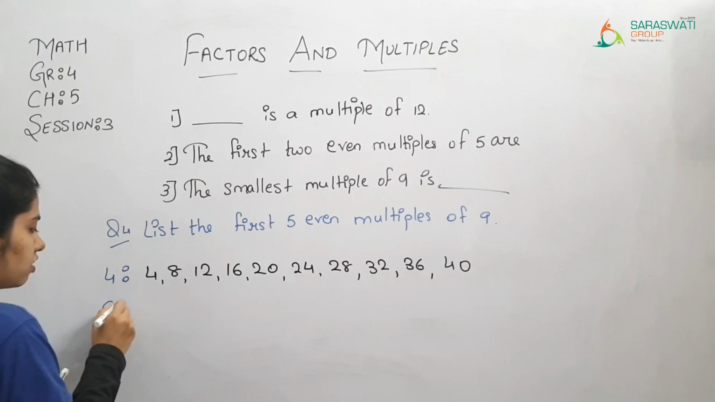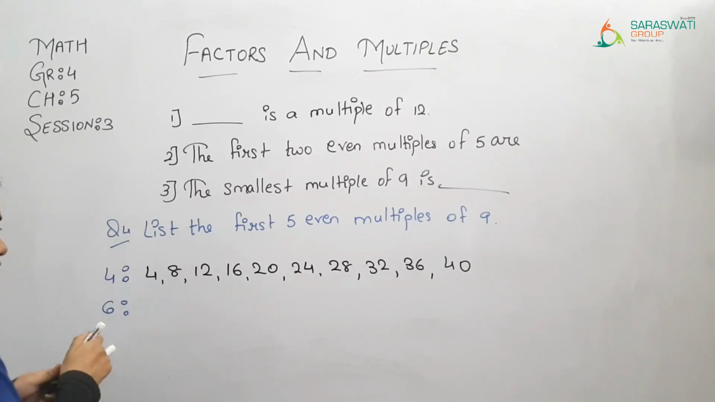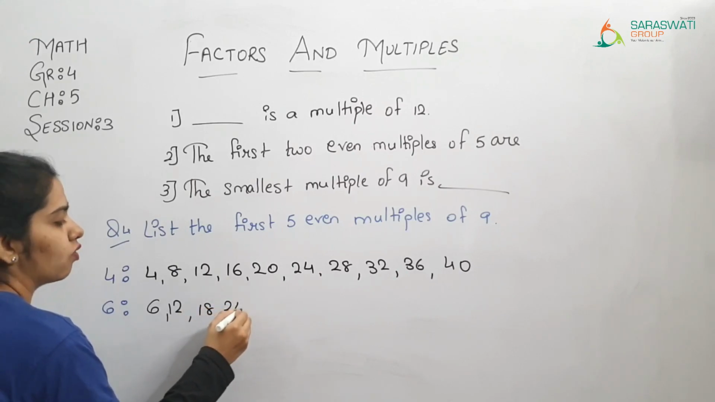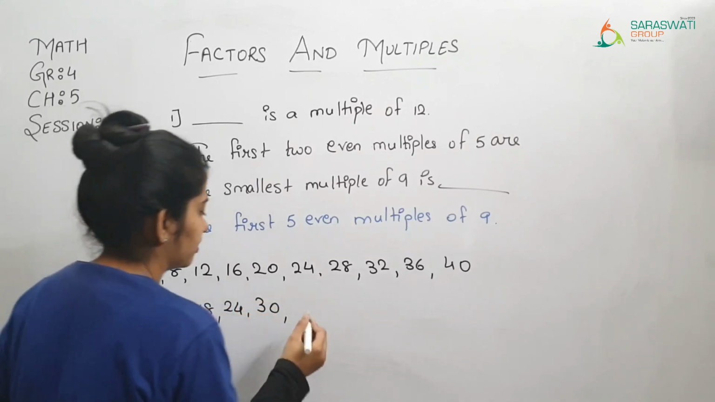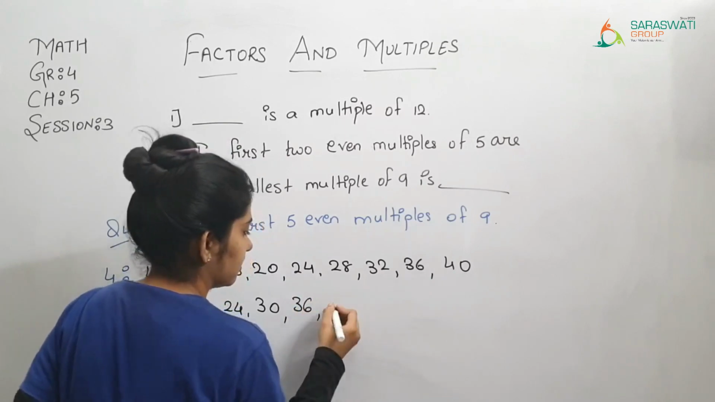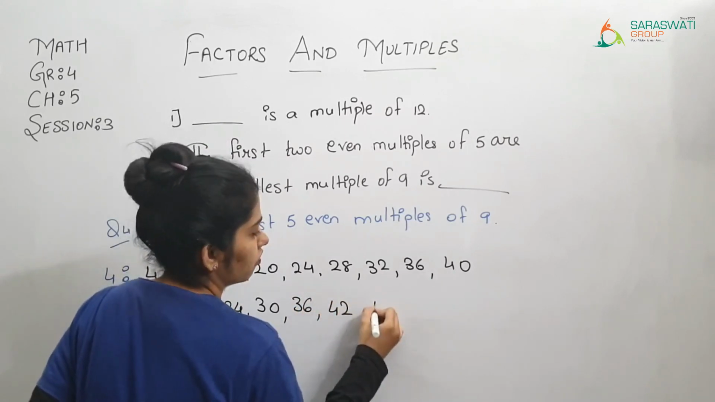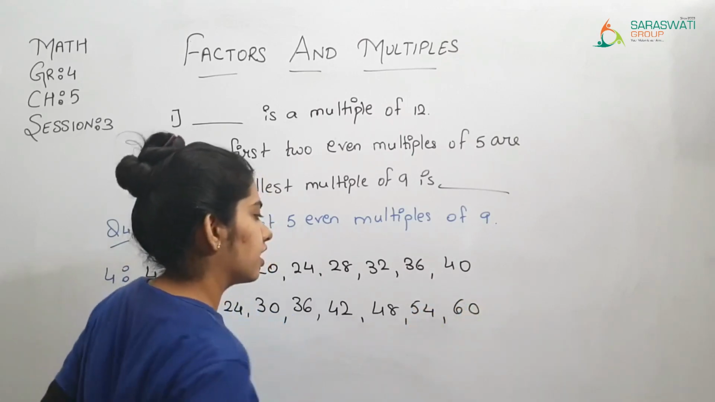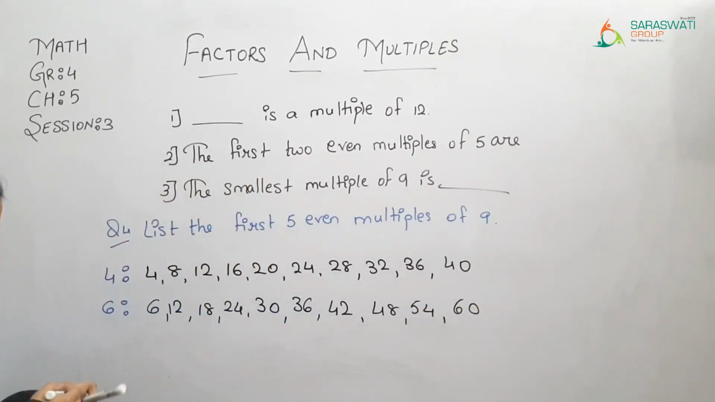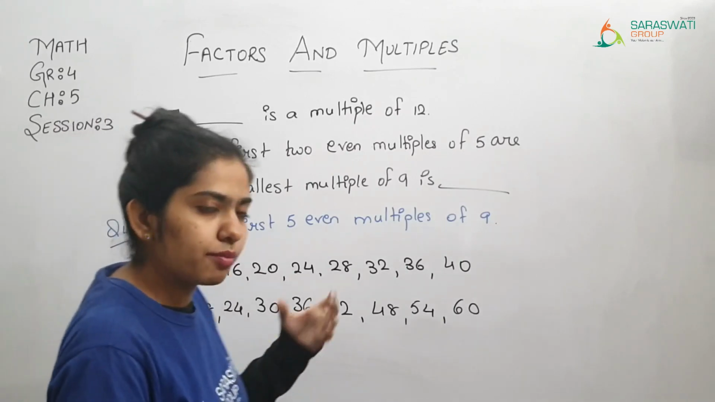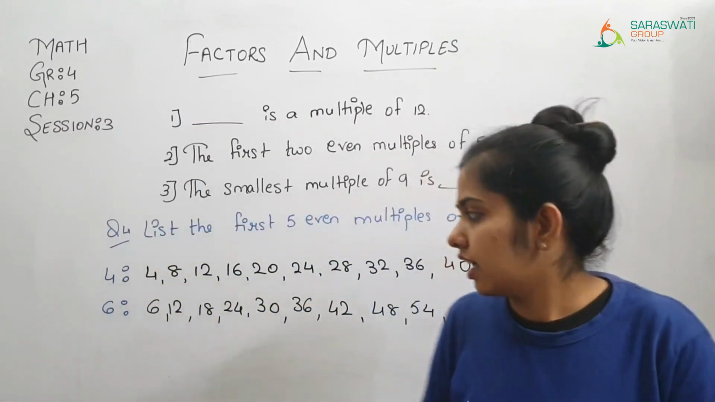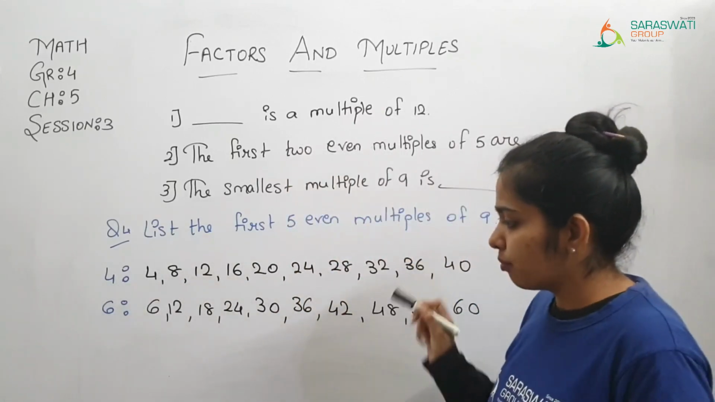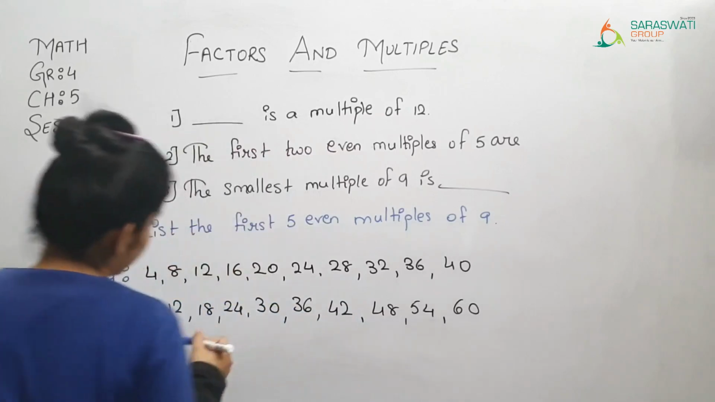Now multiples of 6. So 6 ones are 6, 6 twos are 12, 18, 24, 30, 36, 42, 48, 54 and 60. Okay? So these are the multiples of 6. Now, પહેલા તમારે બંનેના multiples લખી લેવાના and then તમારે અહીંયા common multiples લખવાનું and then પહેલા circle કરી લો કયા કયા common multiples આવશે.